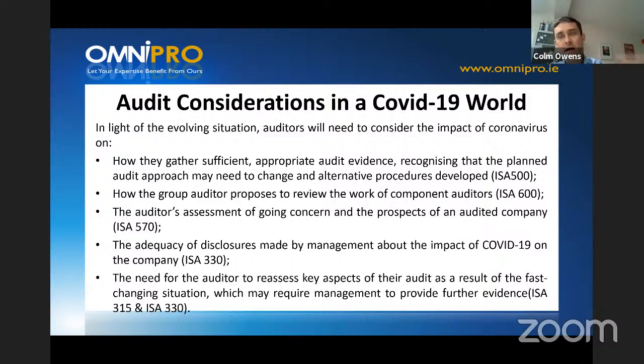But they did highlight the key areas. It's ISA 500, obviously, appropriate audit evidence, which comes through the entire session today. I know there's issues over component auditors. We probably won't cover that. Going concern is a big ticket item, an issue locally and then globally, with the global markets and the global pandemic, and how it's impacting locally on the ground.